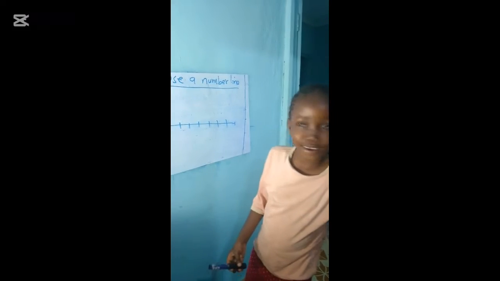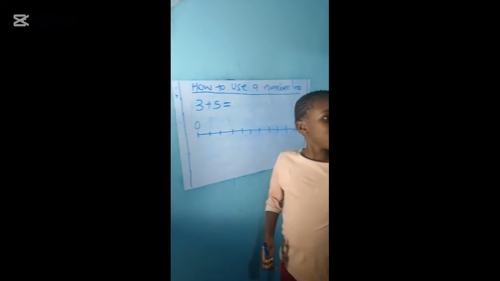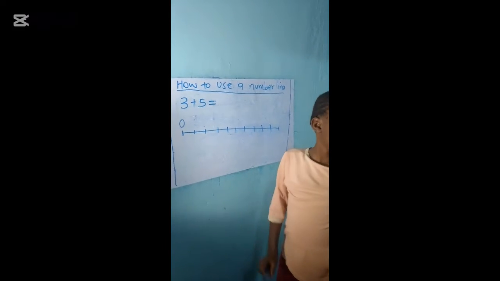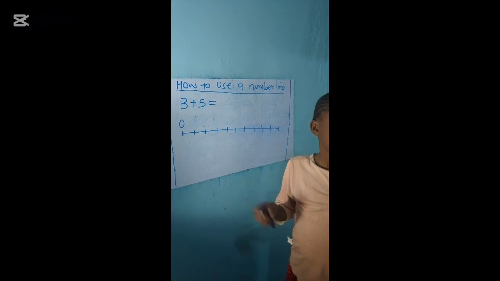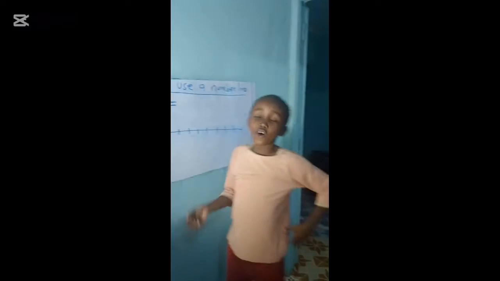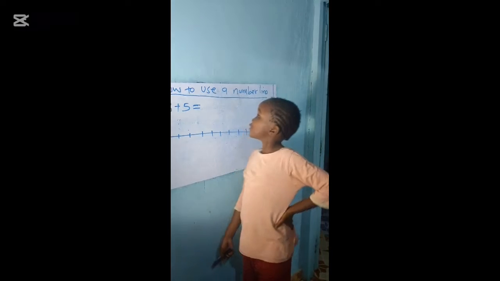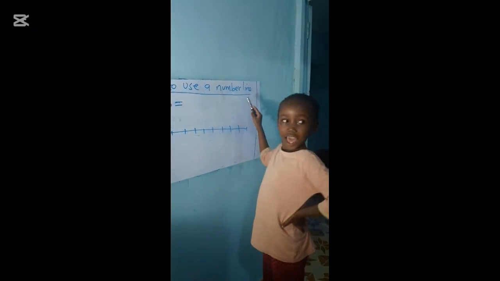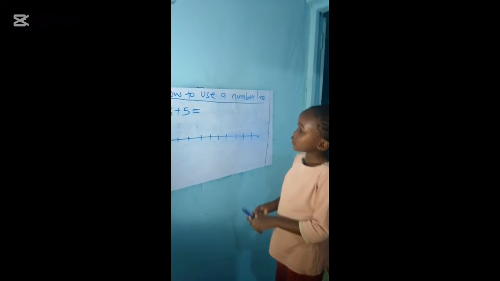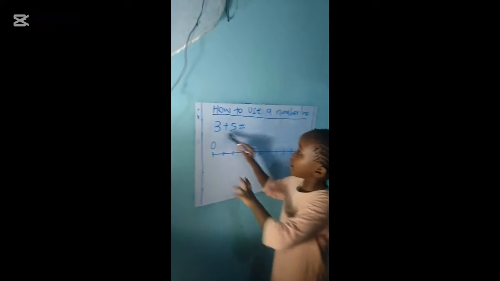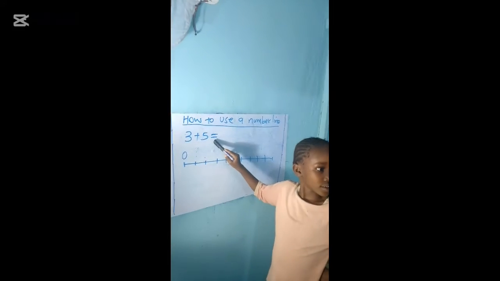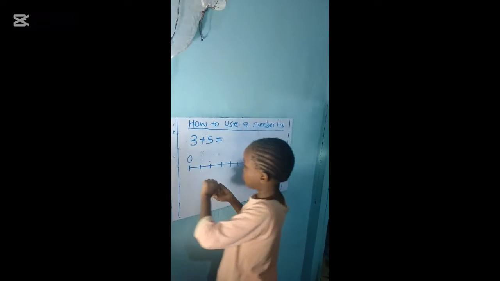I'm fine. So, do you know how to use a number line? No, I don't know. Okay. So, I'm going to teach you how to use a number line. So, 3 plus 5 equals, I don't know. Okay, let me show you.